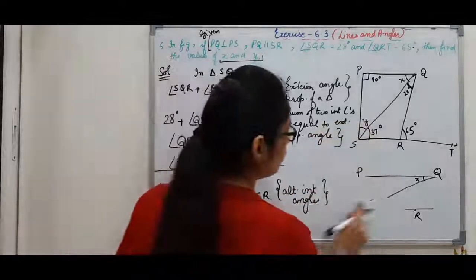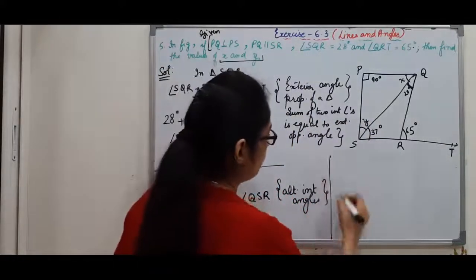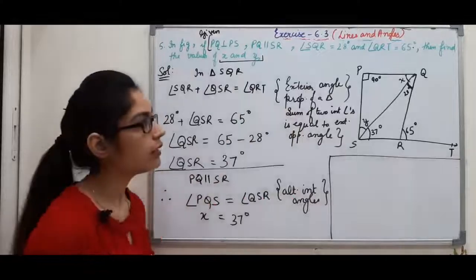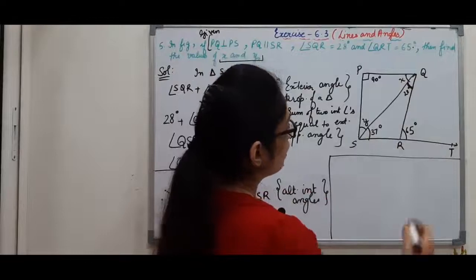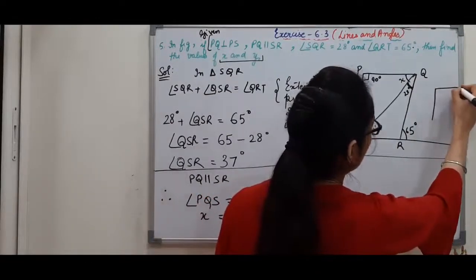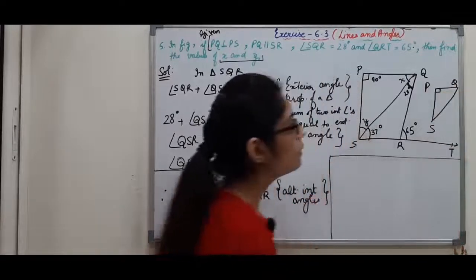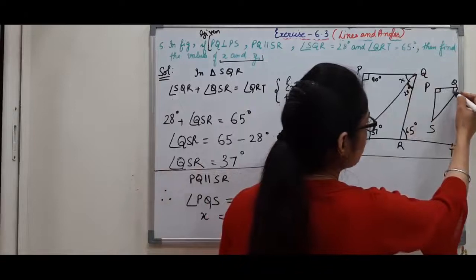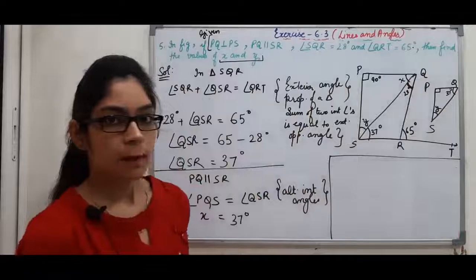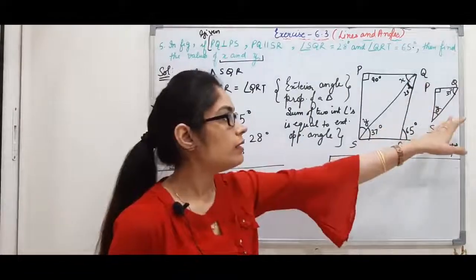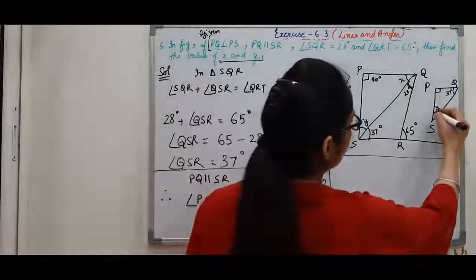So Y, the concept which we have learnt after starting this exercise is angle sum property of a triangle. Now if you see this triangle, here I will draw, this is the triangle PQS. Here one angle is 90 degree, another angle is X which we have found as 37 degree, and the third angle is Y. The sum of all three angles of a triangle is equal to 180 degree. We will use angle sum property of a triangle and find the value of Y.